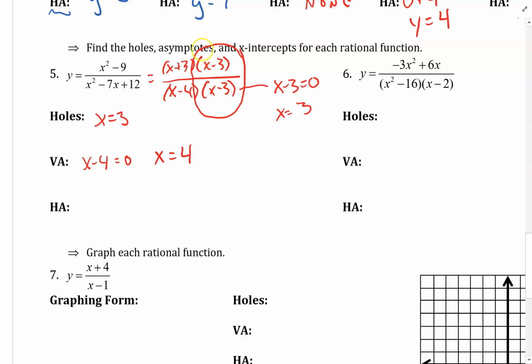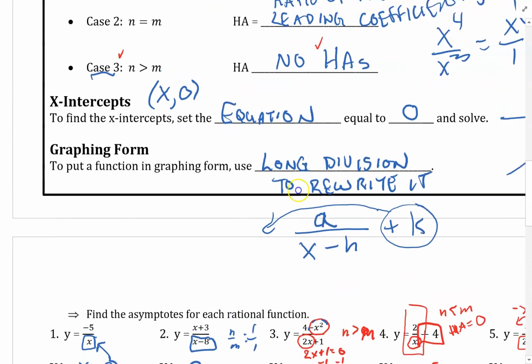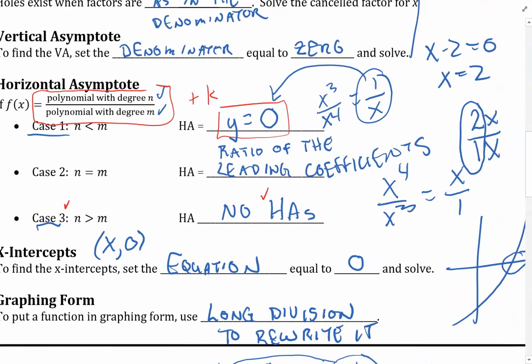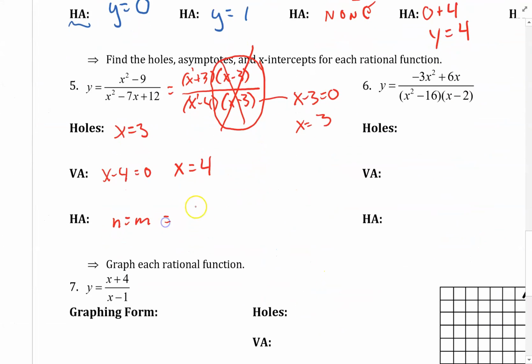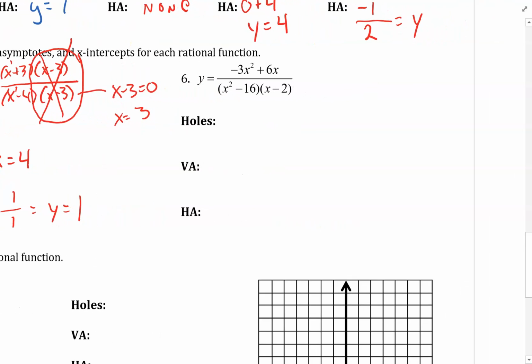We can also take a look, since we've factored out x minus 3, we have x plus 3 over x minus 4. There we have n equals m, first power over first power. We'll look back at our table. When n equals m, it's the ratio of the leading coefficients. Our ratio of leading coefficients is 1x to the first over 1x to the first. So we have a horizontal asymptote at y equals 1.